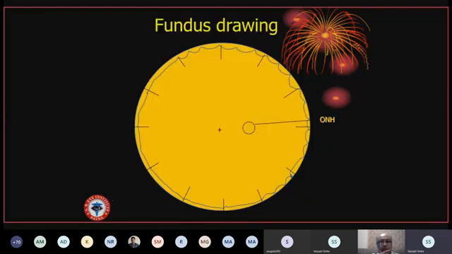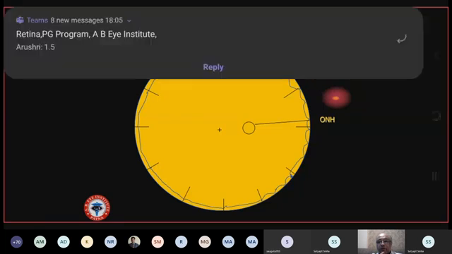So this is the fundus drawing. I've told you have to chart the foveal reflex and the optic nerve head. Pooja, I'll just stop you for a second here. Those of you who attended yesterday's class, we said the size of the optic nerve head is how much? Can you type the answer over there? The size of the optic nerve head. And what is the macula size also? I want the answers to both of them.